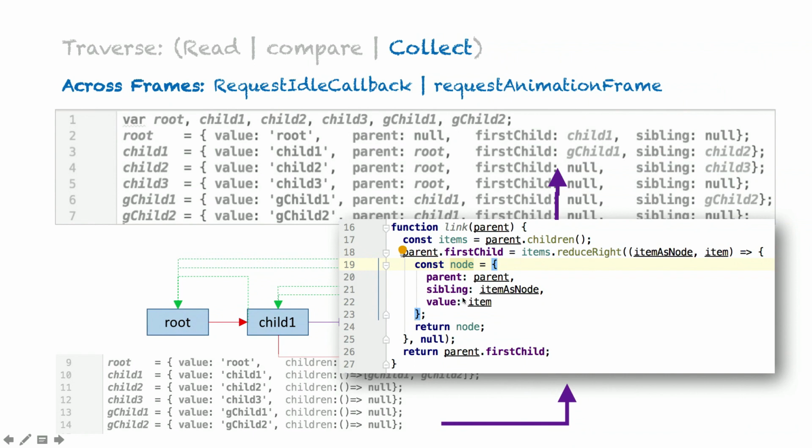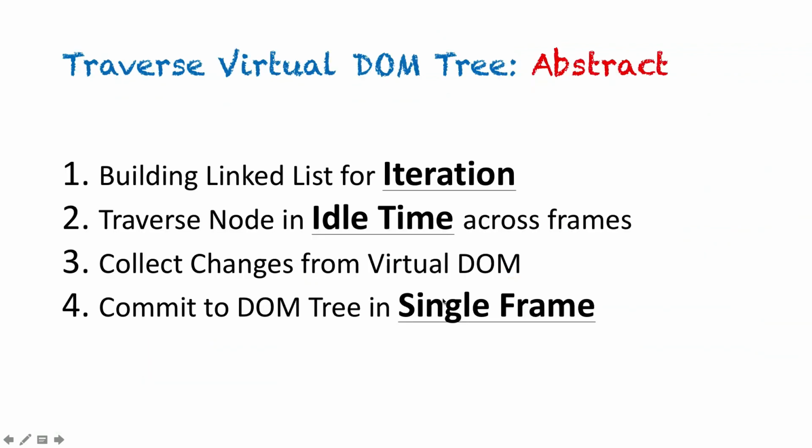What this linked list exactly has is a wrapper which holds a relation called parent, sibling, and value. And this is what we are abstracting out to batch all the changes. So we are building a linked list for the iteration process, and we are traversing nodes in idle time across the frames, and we collect changes from this virtual DOM and we commit all these changes in a single frame. That way we make sure that everything runs within that 16.67 milliseconds.